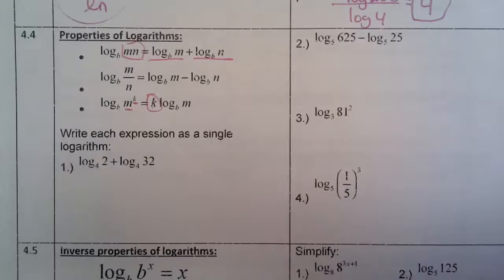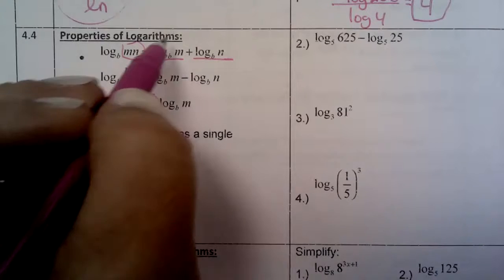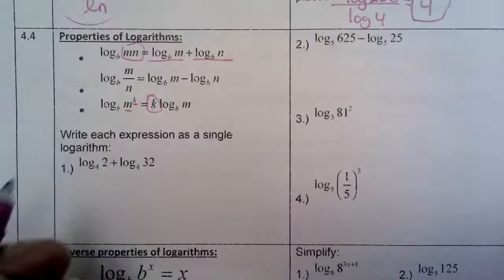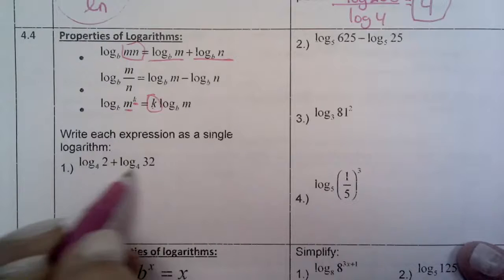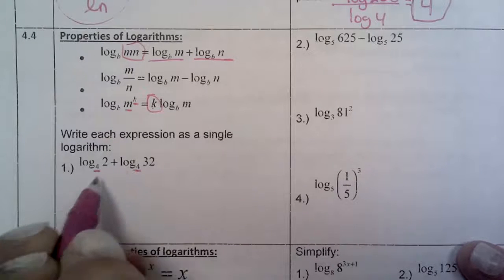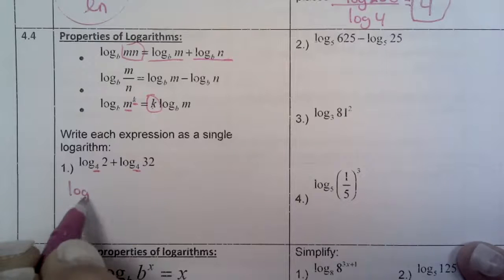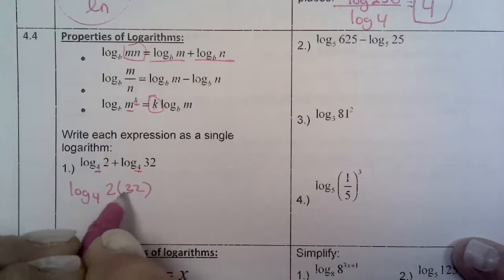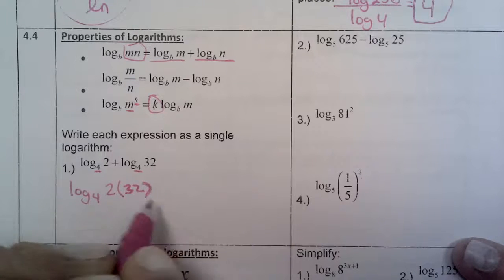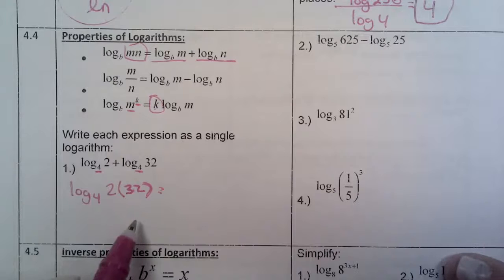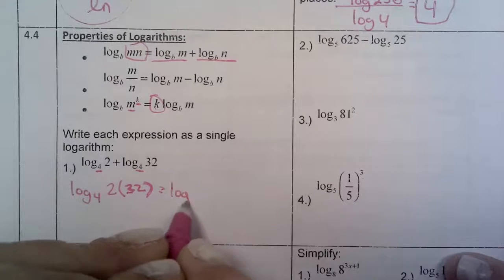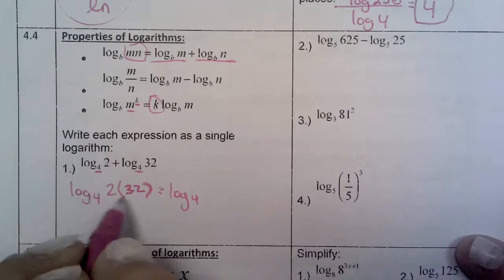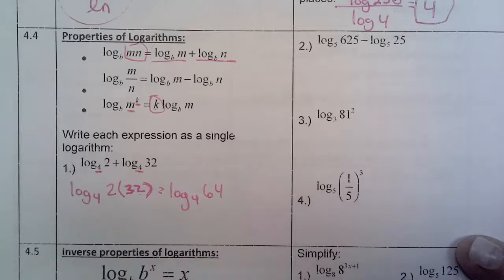This says write each expression as a single logarithm. So we're combining them, changing these long ones into shorter ones. For this one, we have 2 logs with the same base and they're being added. If we're adding them, that means we can really multiply those numbers. Now I can simplify it down to log base 4 of 32 times 2, which is 64.